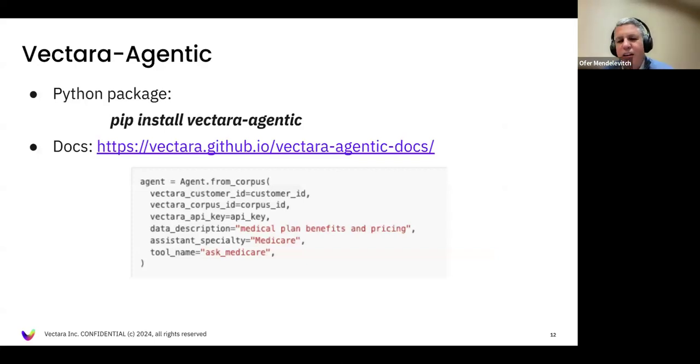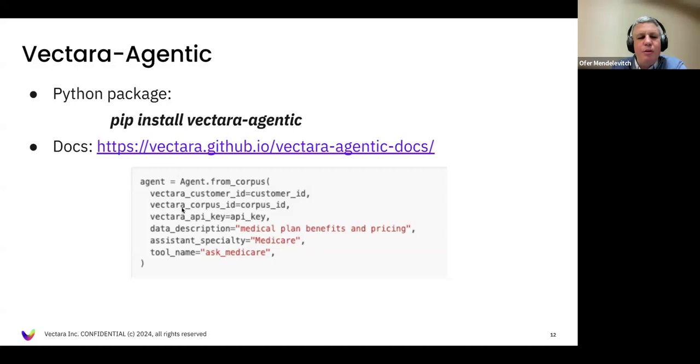Vectara-agentic is simply an open source Python package. You can look at the source code. You can just install it as well if you like, with pip install. Essentially, it provides a very easy to use framework to build these types of assistants and agents.